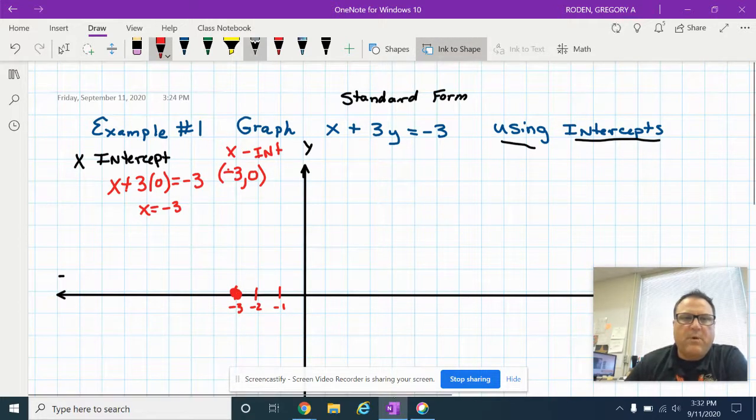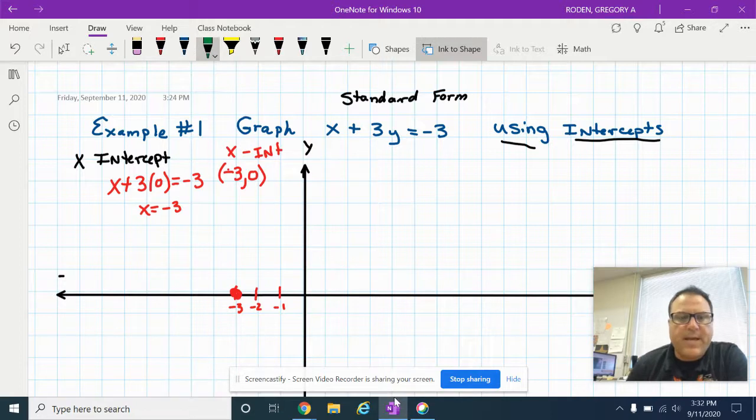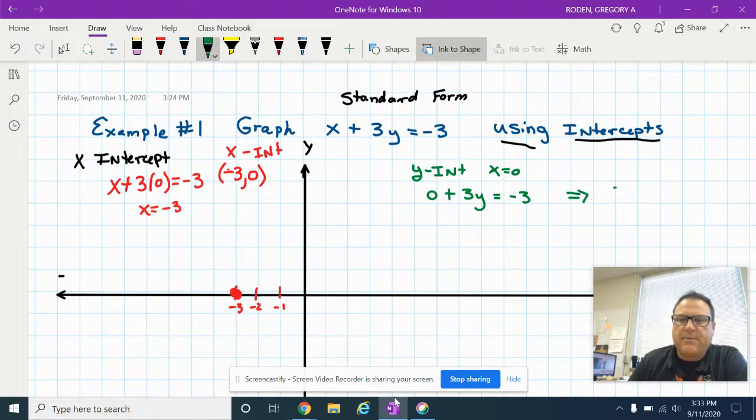Now, what is our y-intercept? Well, our y-intercept is when the x value equals 0. So if we want to find the y-intercept, that's where the x value equals 0. So now we're not going any right or left. We're going just, where is it going to hit this y-axis right here? Well, that means we're going to make our x value equal 0. So when we do that, we're going to get 0 plus 3y equals negative 3, which means that we get 3y equals negative 3, or we get y equals negative 1.